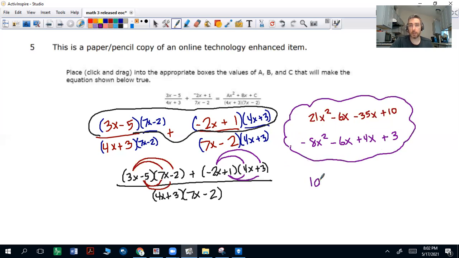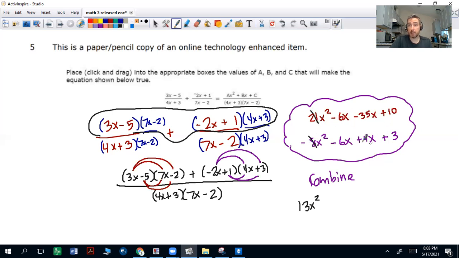So combine. And that's going to give you the numerator. So all that will give you something simplified. So 21x squared and negative 8x squared. Well, those together are going to give you 21 minus 8 is 13. So it's going to be 13x squared. So that's what those combine to.